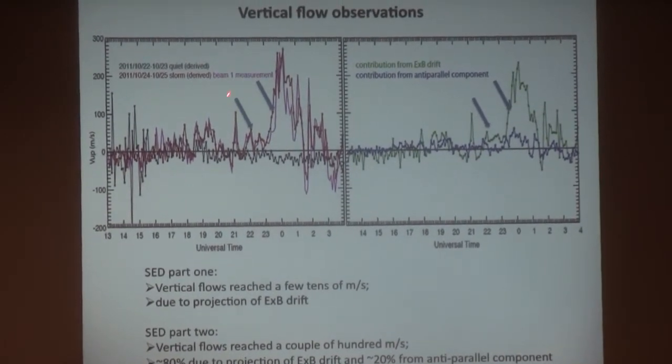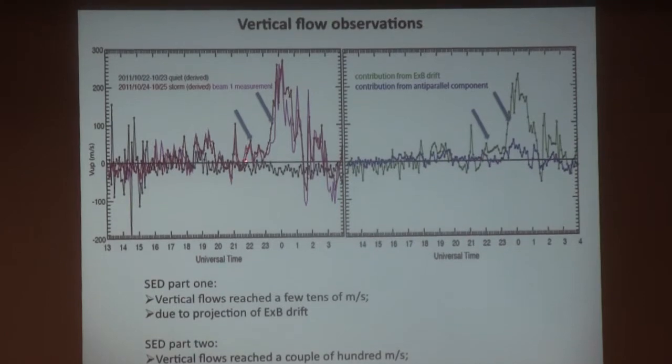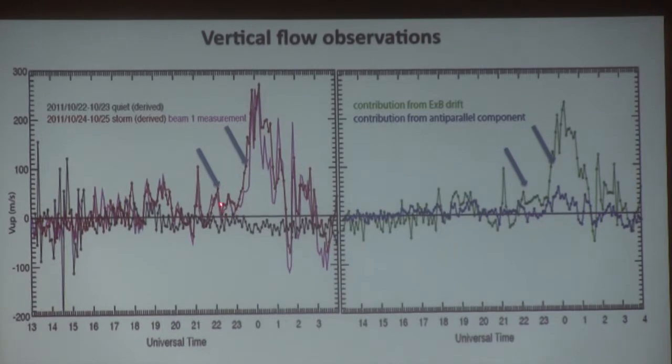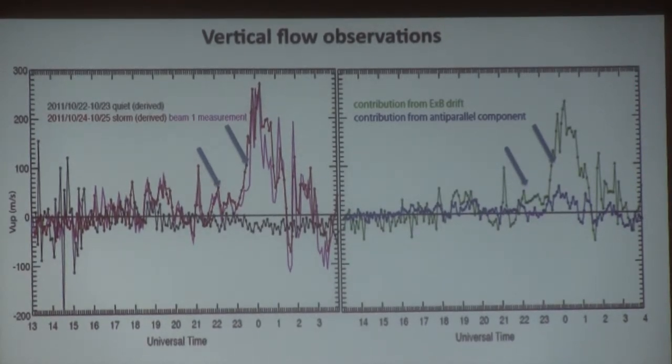What this plot tells us is that during the first SED, the vertical flows reach a few tens of meters per second, and this is almost 100% due to the projection of the equal speed drift. During the second part of the SED, the vertical flows reached a couple of hundred meters per second. It's huge. About 80% of this vertical flow is due to the equal speed drift projection, and another 20% is due to the anti-parallel component of the equatorward thermospheric wind.